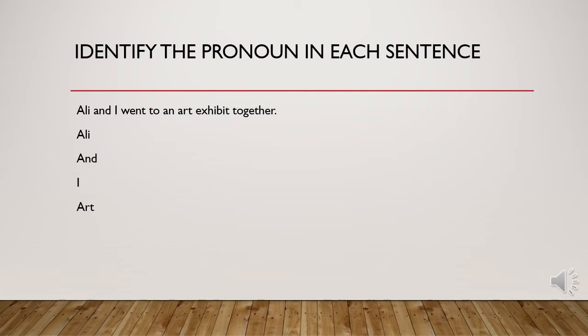I is a first person singular personal pronoun, subjective case. Pronouns are words that can be used in place of nouns. Ali is a name and hence a proper noun. And is a conjunction connecting Ali and I. Art in this sentence is an adjective modifying the noun exhibit.